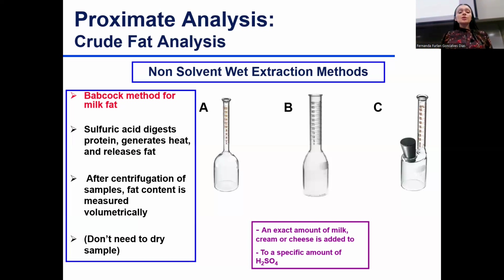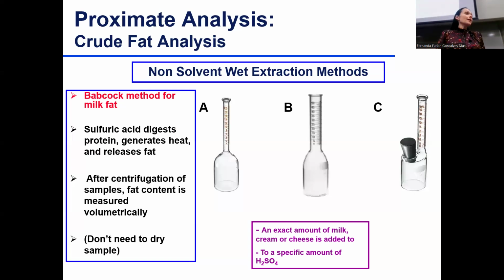So you do this digestion with sulfuric acid. You centrifuge. There is a specific centrifuge that fits those tubes. And after centrifugation, you can measure fat volumetrically, so you have a volume by volume. But if you know the density of the fat and the defatted milk, you can actually back calculate and know how much fat is there in grams.